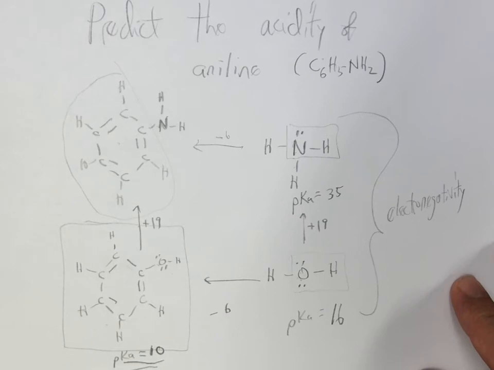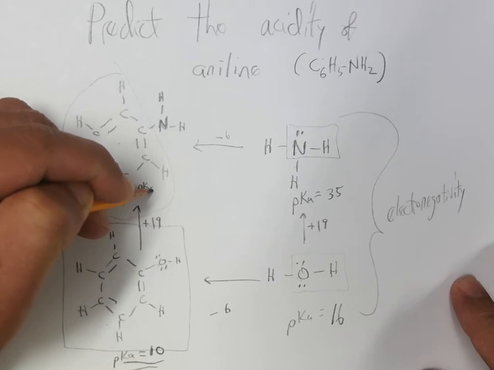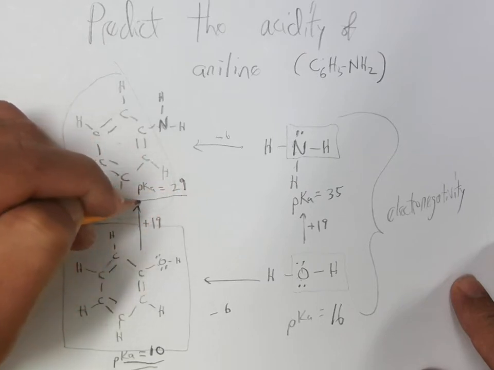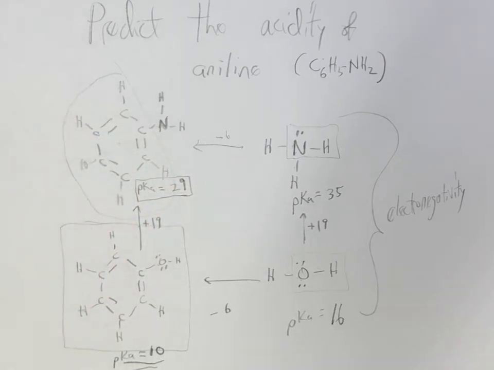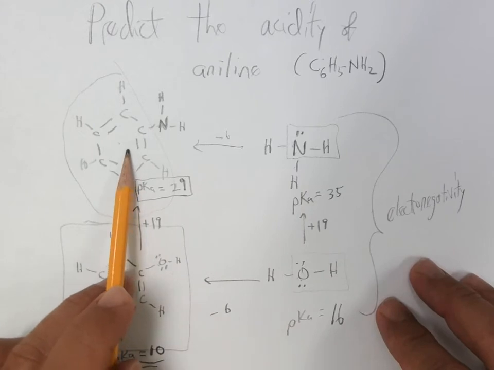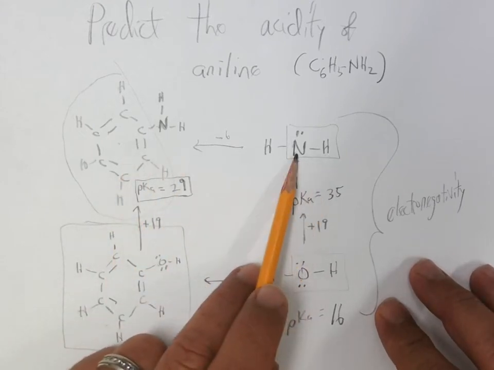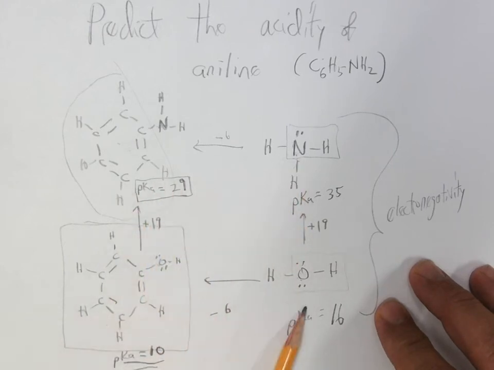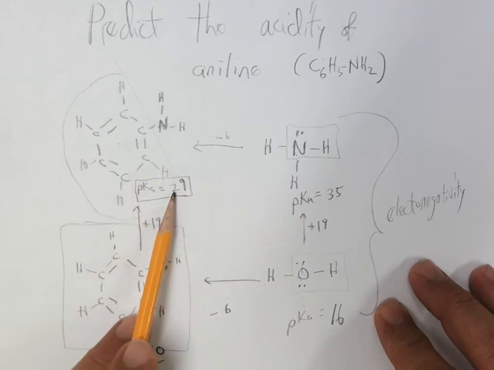So we're predicting the acidity of aniline to be hopefully pK equals 29, by looking at the effect of a phenyl ring being attached to the atom attached to hydrogen, which should drop the pK by about 6 units. That's what we saw going from water to phenol. And so 6 units less than 35 is 29.